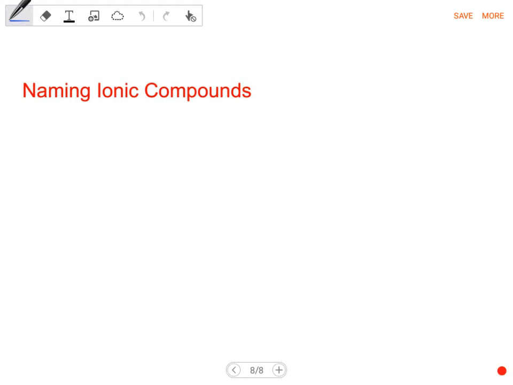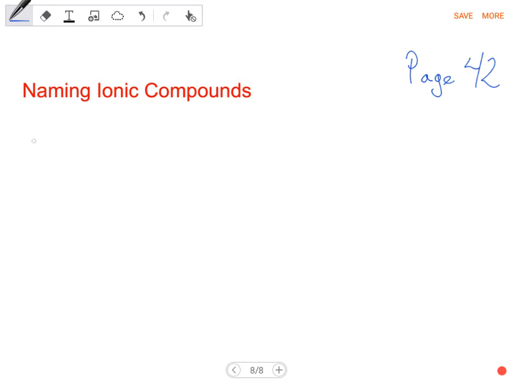Finally, we're going to name ionic compounds. This is not a difficult concept. The rules for this, if you want to read them in your textbook, it's on page 42. But basically, when you want to name it, there's a simple rule.